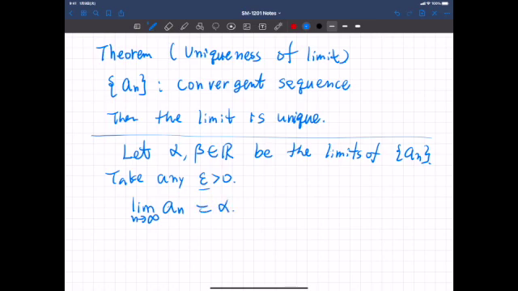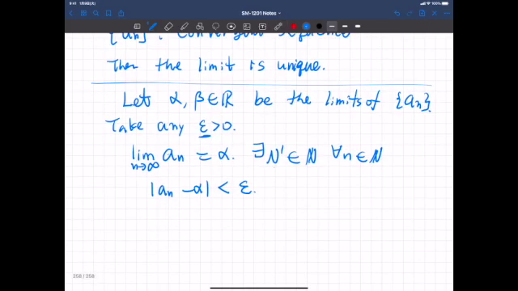So this means for this epsilon, there exists some natural number, let's call it n prime, such that for all natural numbers n greater than this n prime, |a_n minus alpha| is less than epsilon.